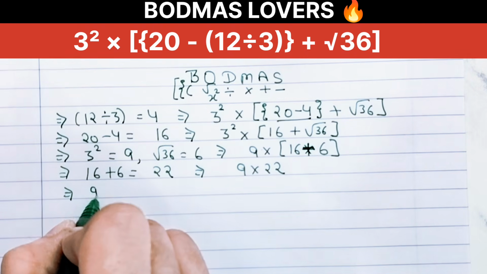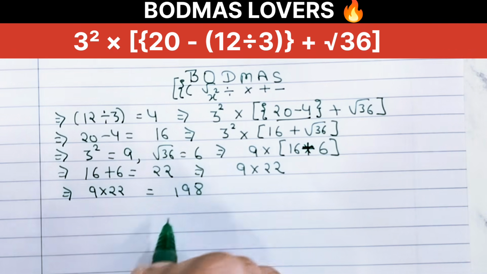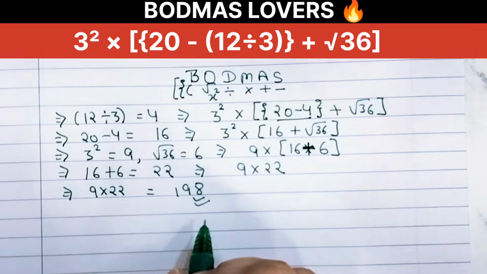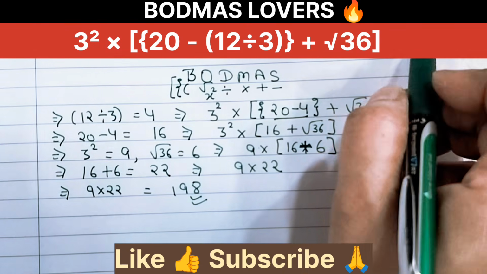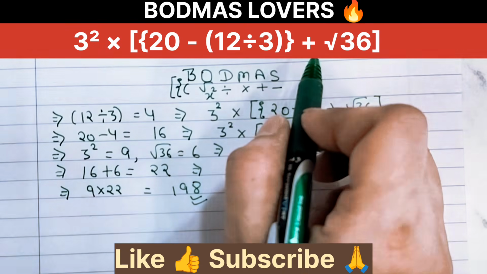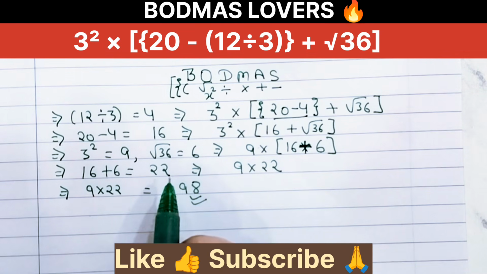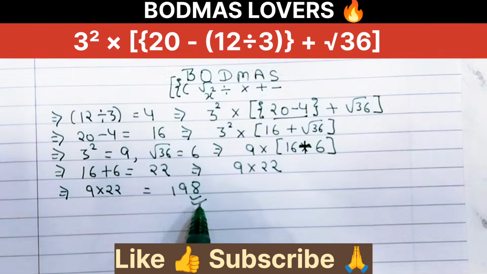Multiply the digits: 9 multiplied by 22 will get 198. And this is the last remaining arithmetic operation, and this is the final result. So now according to this expression, the conclusion says by strictly following the hierarchy of operations, clearing brackets from inside out and calculating powers and roots and then multiplying, the final simplified value of this expression is 198. And I hope it is clear.